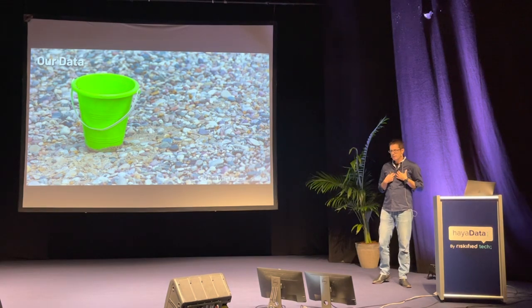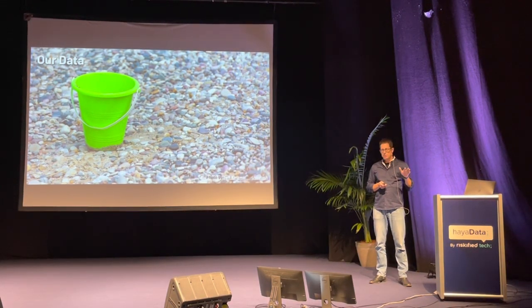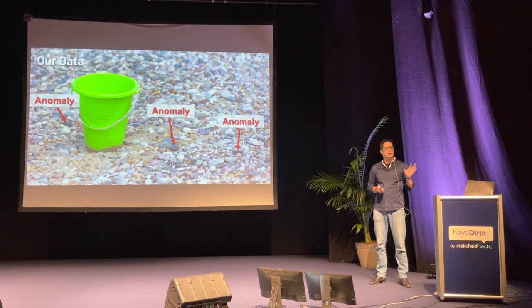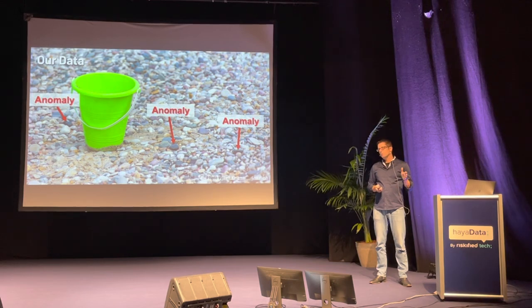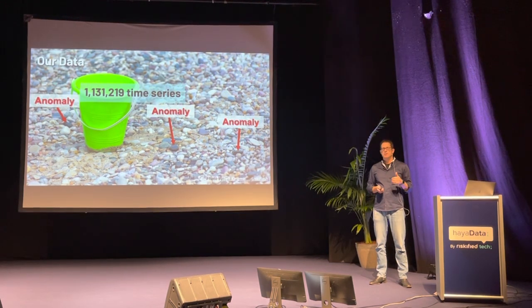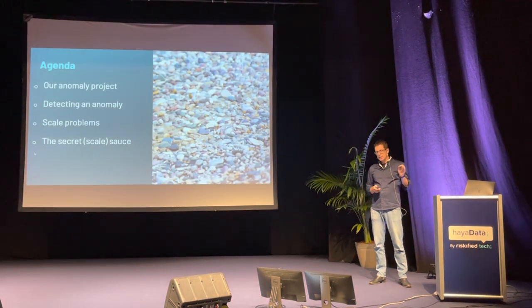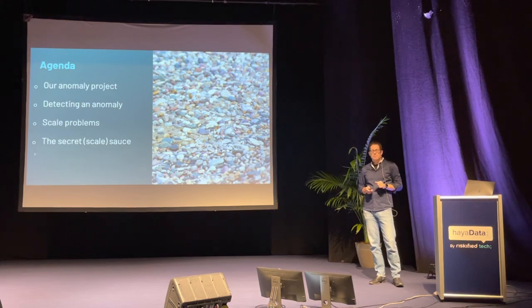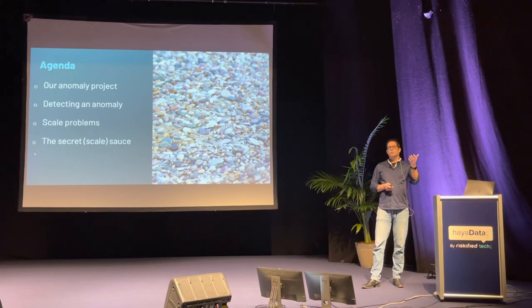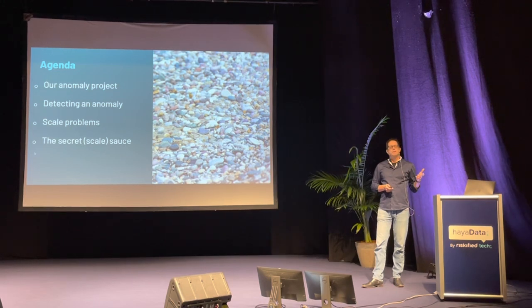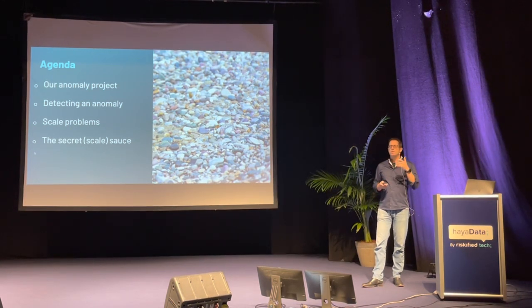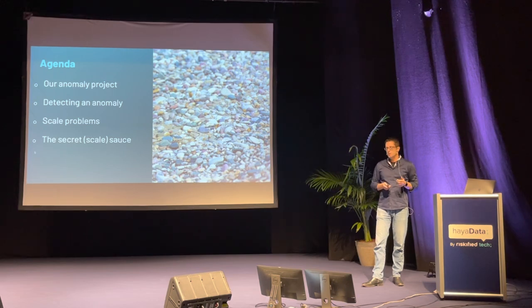So our data at Nielsen, and I'll say a few words about Nielsen soon, we have a lot of data, and within that data lurk anomalies. In total, we have over 1.1 million time series that we'd like to detect anomalies in, and in this talk, we'll talk about these anomalies. I'll tell you about our little anomaly project, how we detect anomalies. We'll go into the scaling problems that I mentioned and see where they apply within the data and the system that runs it. And you'll see the secret sauce we use to solve these problems, and hopefully you can take some of these ideas into your projects as well.